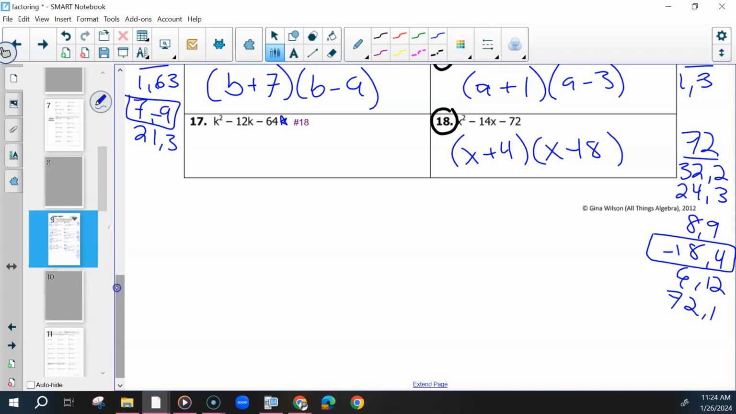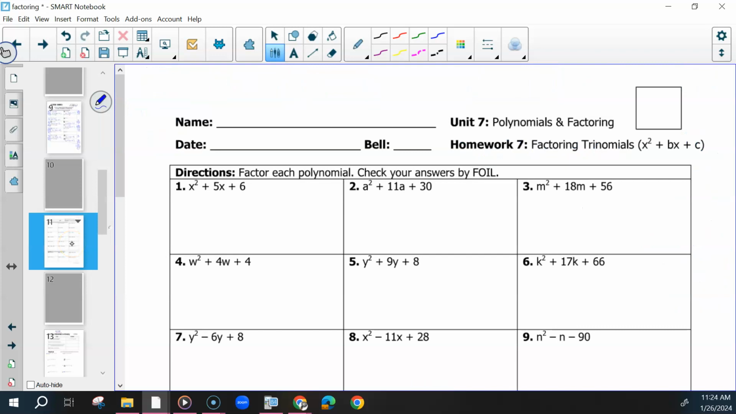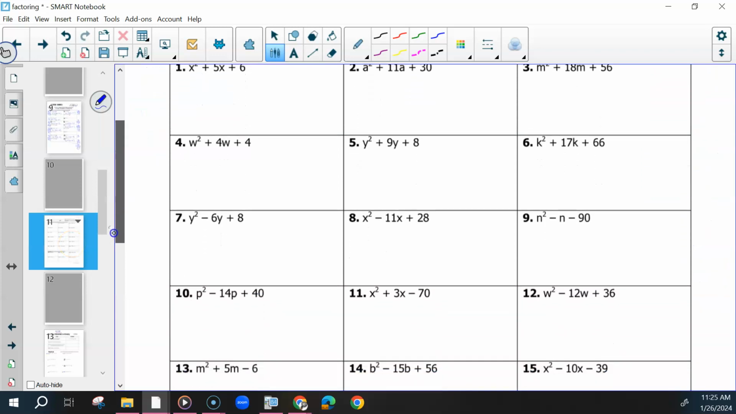Questions there? So when they're both positive, your factors are going to be both positive. When the last number is negative, one of your factors is going to be negative, the smaller number. When they're both negative, the bigger number is going to be the negative. And then there's one more type. Look on the back. There's not many of this type, but I do want to do at least one.